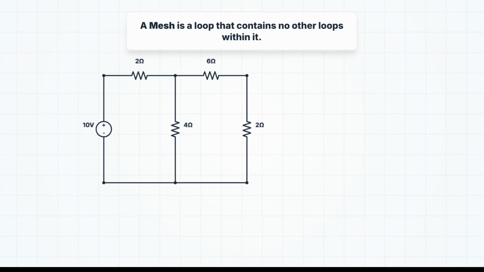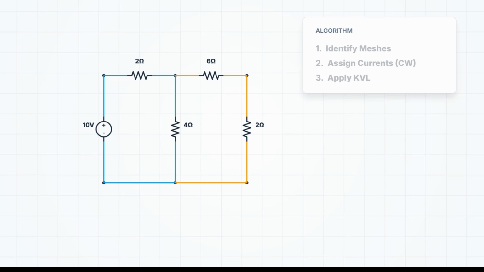First, a definition. A mesh is a loop that contains no other loops within it. It is the smallest open space in a circuit. Here is the mesh analysis algorithm. Step 1. Identify your meshes. Step 2. Assign a mesh current to each one. Now a pro tip, always assign them clockwise. Why? Because if everyone follows the same convention, the math becomes predictable and we can use cheat codes later.